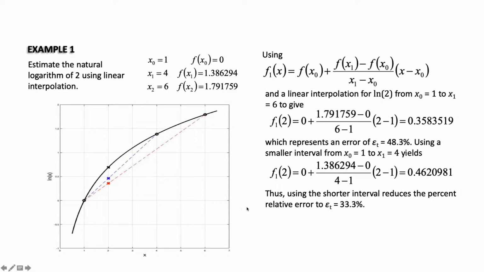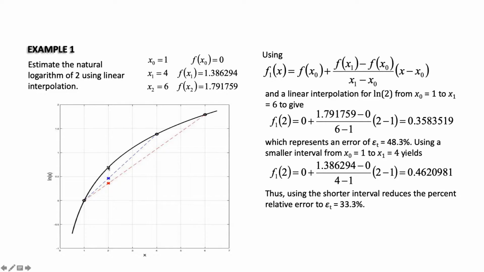Let's try to solve this example. Estimate the natural logarithm of 2 using linear interpolation. We have the following given data points. x0 equals 1, x1 equals 4, and x2 equals 6. f of x0 is 0, f of x1 is 1.386294, and f of x2 is 1.791759.